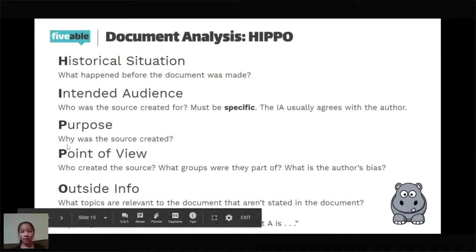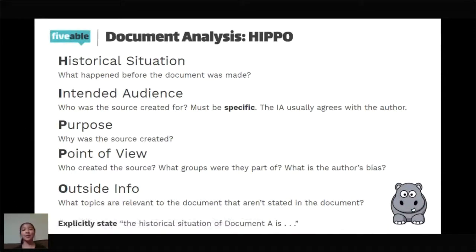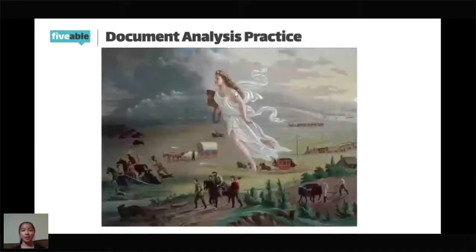Yeah, and I think down below, it says explicitly state the historical situation of document blank is. So that way when readers are going through it, it's easy to find and they can just go through your document. Because when they're reading your DBQ, they're going very fast.